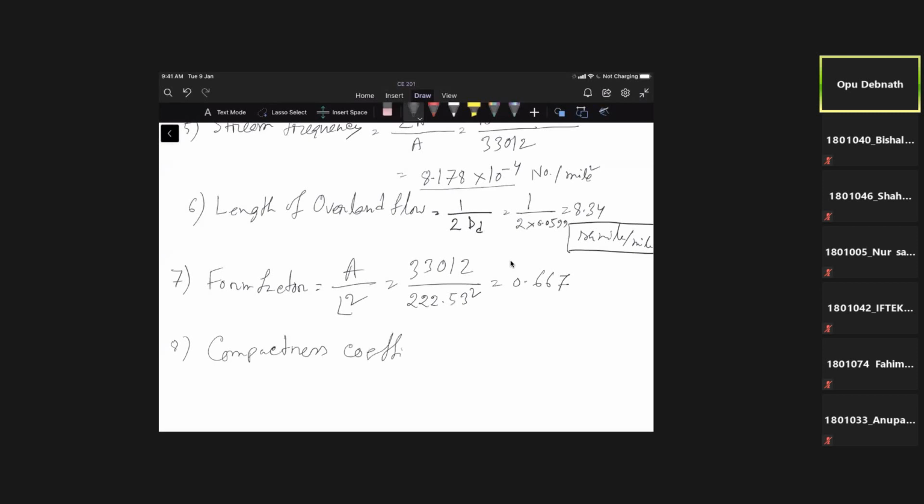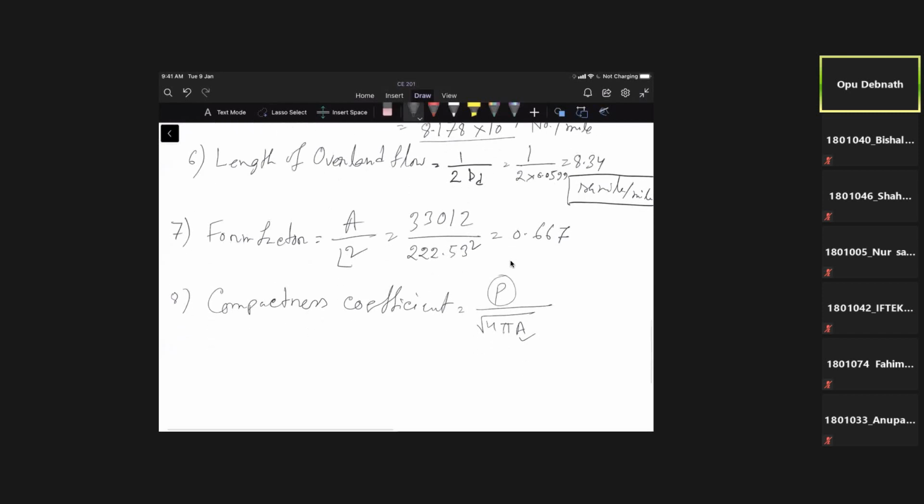The last one is the compactness coefficient. This is P by root over of 4 pi A. A is known, we need to calculate the perimeter. For the equivalent rectangular area, if you have the area and length, we need to calculate the width. Width will be area by length. The area is 33012 divided by 222.53, so you will get 148.35 mile.